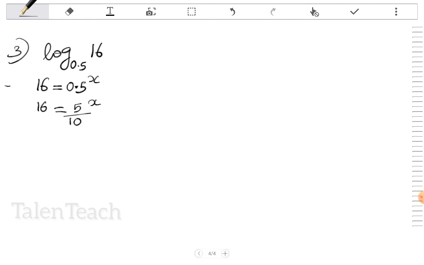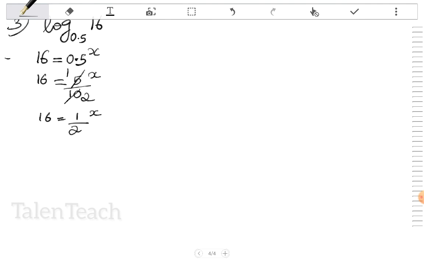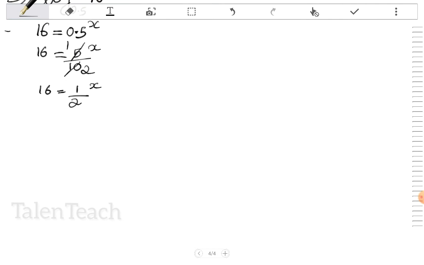0.5 we can write as 5 by 10. Then we can simplify 5 by 10. When we divide, we can cancel by 5. So we will get 1 here and 2 here. So 16 is equal to 1 by 2 raised to x. The next step, we have to make the bases the same. So here the base is 16 and here it is 1 by 2.